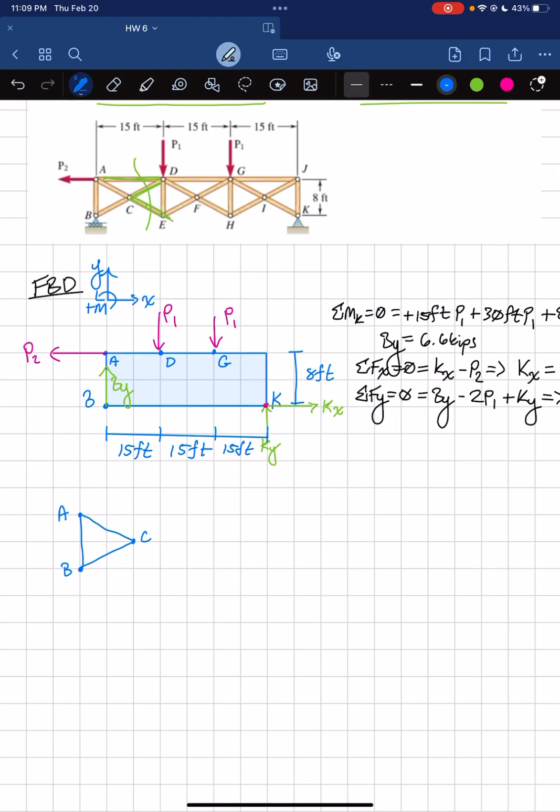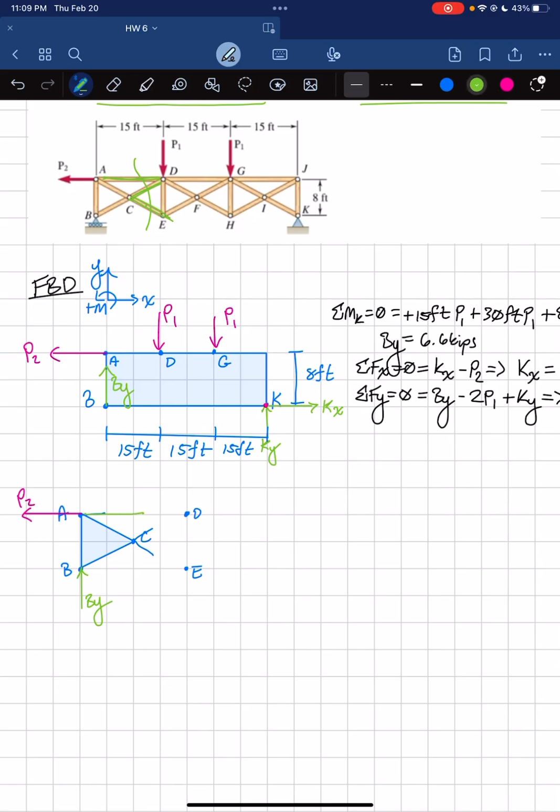And that forms a triangle that is our free body diagram. And then there's also the members like this, but we don't have to draw those entire things. We just have to draw the endpoints so that we can find the directions. All right, so the forces that are acting on this free body diagram are the By reaction force and the P2 force going off in this direction.